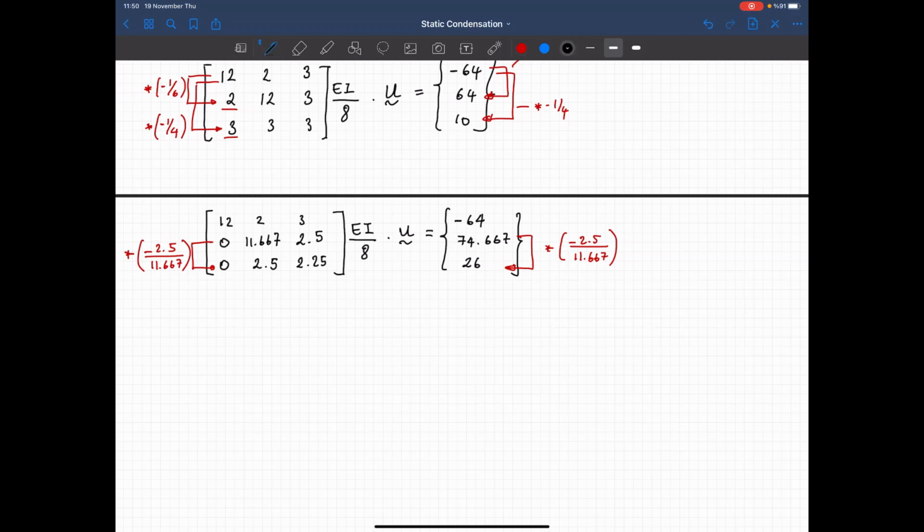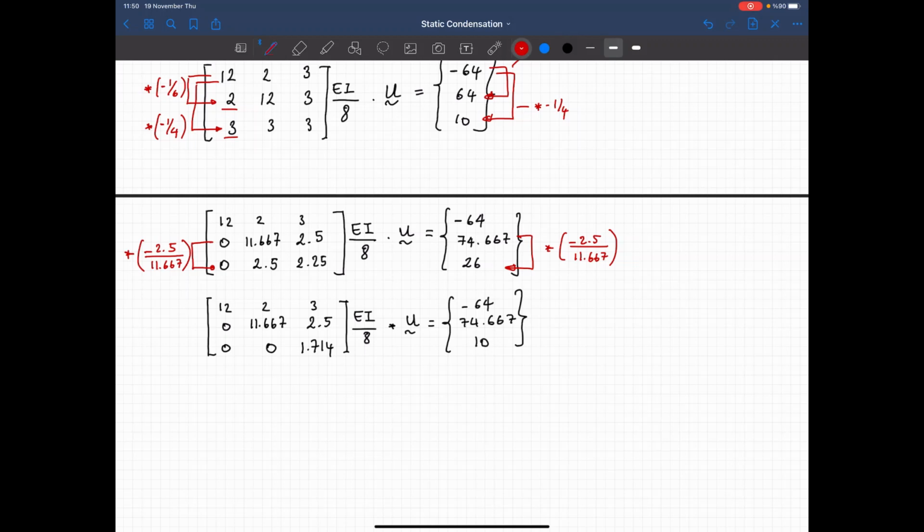And our final matrix is as follows: 12, 2, 3, 11.667, 2.5. I got 0 here, 0, and 0 here now. And this one is 1.714 multiplied by EI over 8 times U is equal to minus 64, 74.667, and 10. So as you see, this is the stiffness coefficient that I'm looking for. It is now uncoupled from the first and the second degrees of freedom. And this is the equivalent force vector.